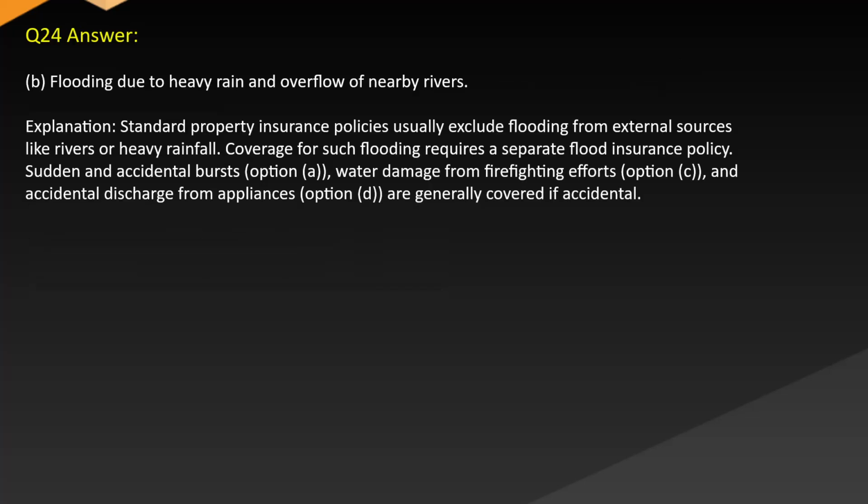Answer. B. Flooding due to heavy rain and overflow of nearby rivers. Explanation. Standard property insurance policies usually exclude flooding from external sources like rivers or heavy rainfall. Coverage for such flooding requires a separate flood insurance policy. Sudden and accidental bursts, option A, water damage from firefighting efforts, option C, and accidental discharge from appliances, option D, are generally covered if accidental.